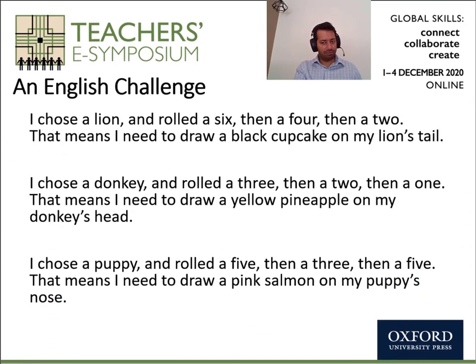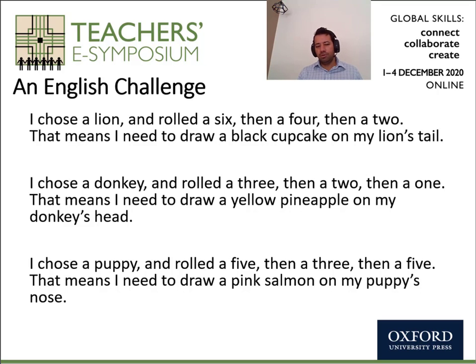How about an English challenge? Here you have 3 sentences. Now I want you to just note down the parts of each sentence that are repeated. I chose a lion, then rolled a 6, then a 4, then a 2. That means I need to draw a black cupcake on my lion's tail. I chose a donkey and rolled a 3, then a 2, then a 1. That means I need to draw a yellow pineapple on my donkey's head. I chose a puppy, then rolled a 5, then a 3, then a 5. That means I need to draw a pink salmon on my puppy's nose.